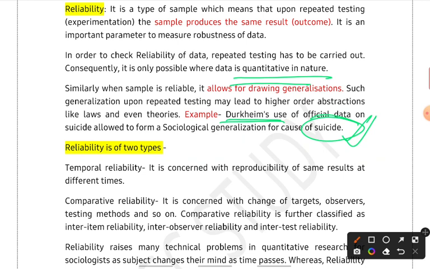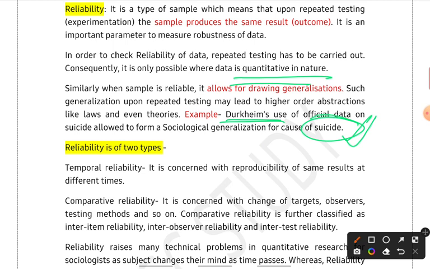What he did, he collected all the data from the European police stations, and he tried to build a theory based on it. He tried to study the data from every police station in the European nations, and he tried to make a general theory: okay, this is the cause of suicide. Again he went to another police station and found that a similar cause is there for the same effect, the suicide. So every police station, every data that he collected, he got the same result. So his suicide theory is based on this only.